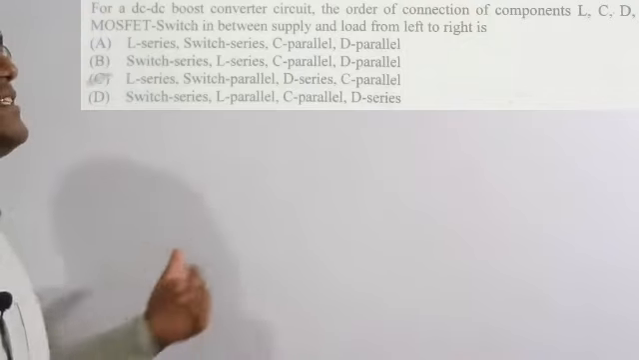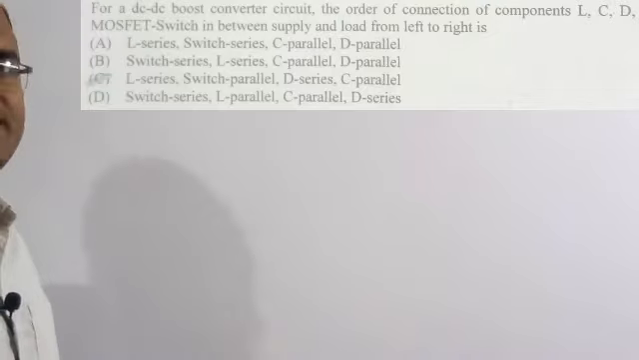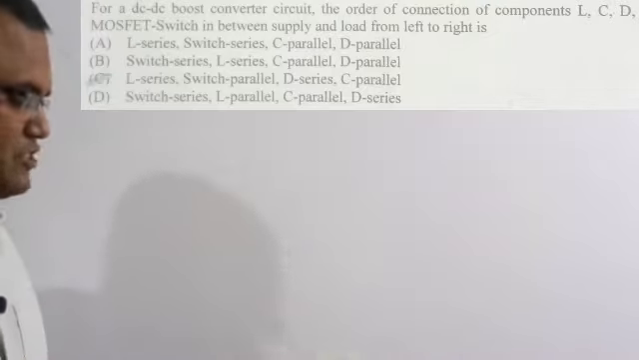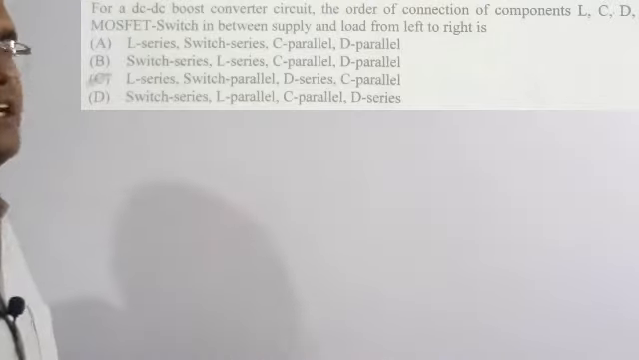Left is nothing but a supply side and right is nothing but a load side. So we need to figure out the type of the connection of these components. Out of the four options, option C says L is in series, which is in parallel, and D is in series and C is in parallel. So let's solve this numerical.